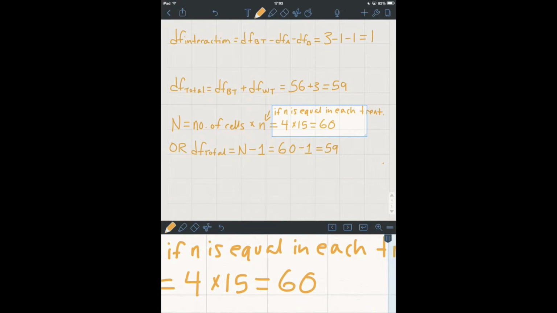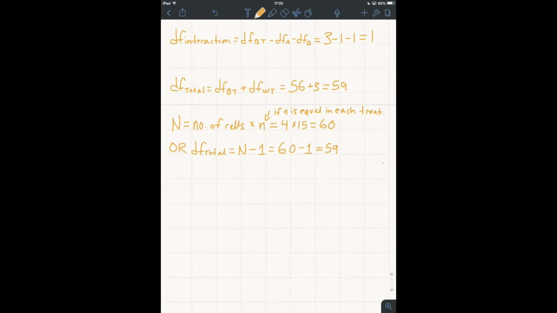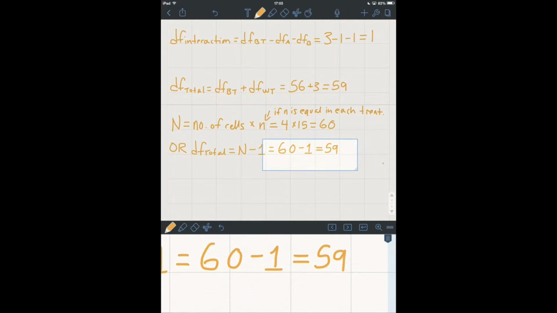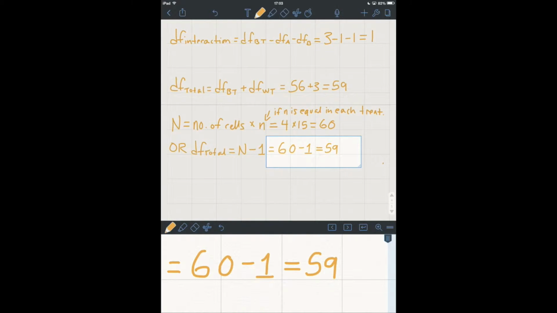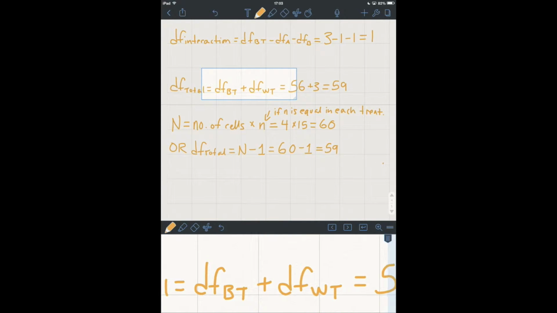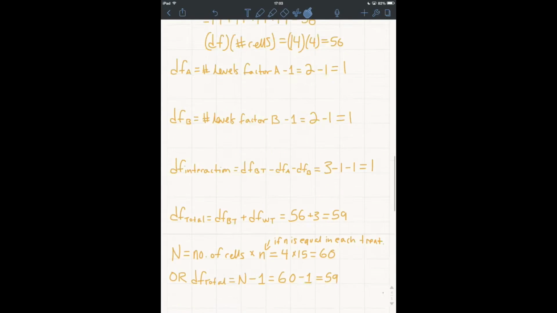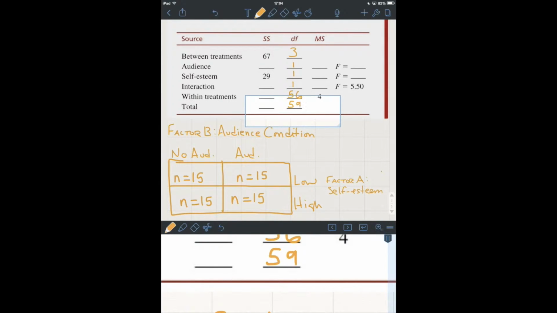There's another way to do that. So if you have a capital N, which is the total number of subjects in your study, so here we know we have 15 subjects per treatment condition, so the total number of subjects is 15 times 4. That's the number of cells or the number of treatment conditions, which is 60. So you can see here you have N minus 1 for degrees of freedom total, which is 60 minus 1, which is 59, which is what we found above when we added between and within. So we'll add that to the table up here.